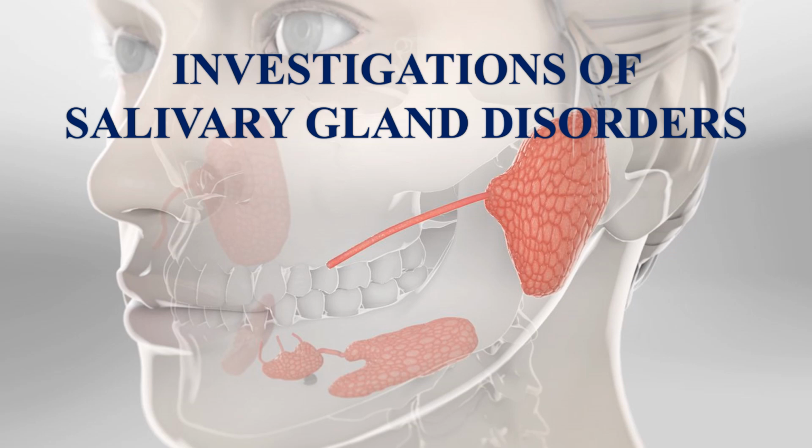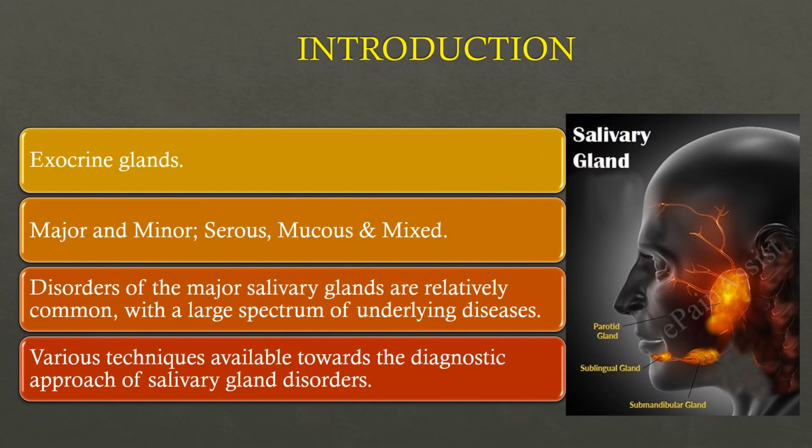Good morning, everyone. The topic for today's discussion is investigations of salivary gland disorders. Salivary glands, or exocrine glands, can be broadly classified as major salivary glands and minor salivary glands, and they can be subdivided as serous, mucous, and mixed glands. Disorders of the major salivary glands are relatively common, with a large spectrum of underlying diseases.